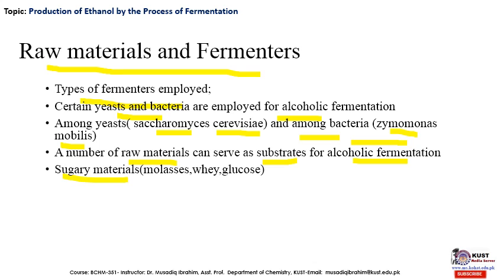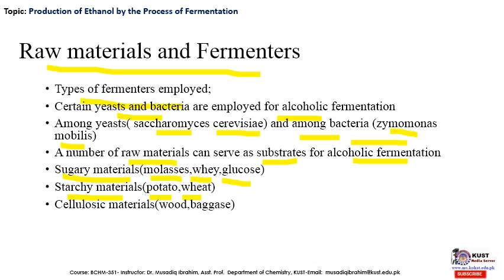Now the sugary materials, they include molasses, whey, glucose, which are the source of energy and nutrients for the bacteria to grow and reproduce. Starchy materials are also used as raw materials. They may include potato and wheat, and cellulosic material like wood and bagasse, they are also generally used in the fermentation technique for the production of ethanol.